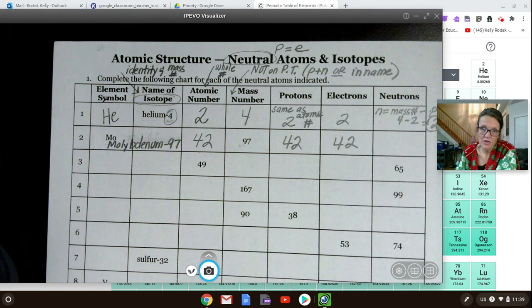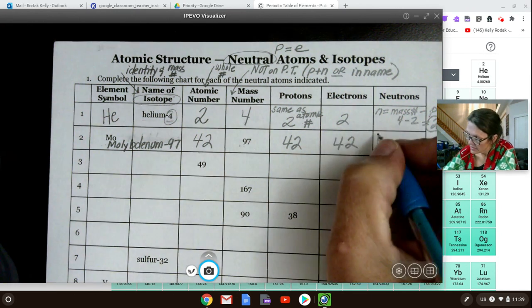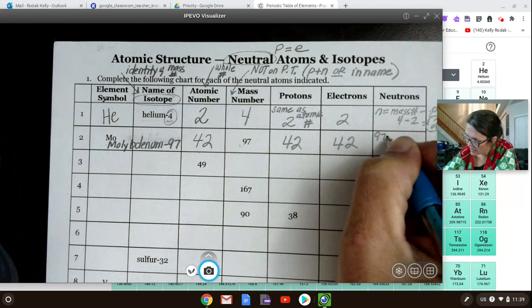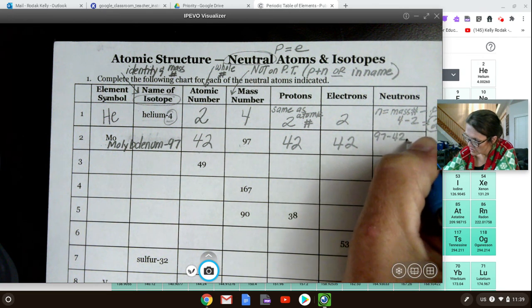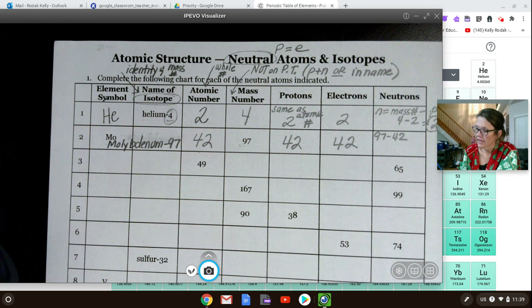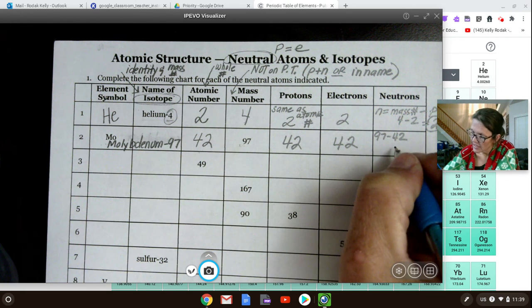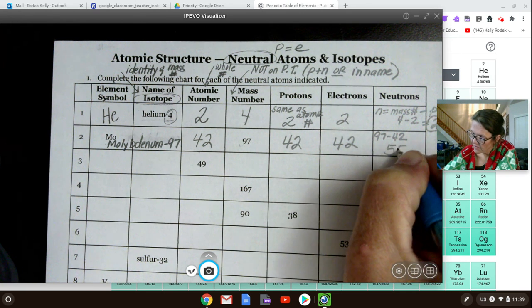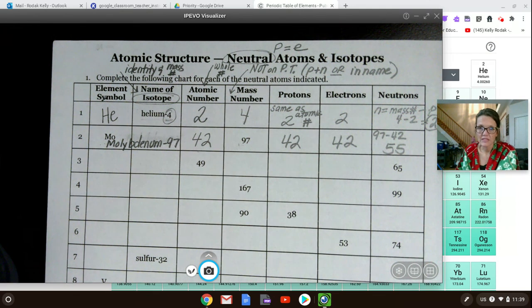And then finally, in order to determine the number of neutrons, we just need to know the mass number and the number of protons. So we've got 97 minus 42, and that would give us 55. So the number of neutrons is 55.